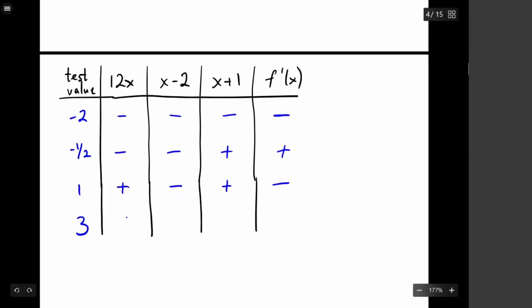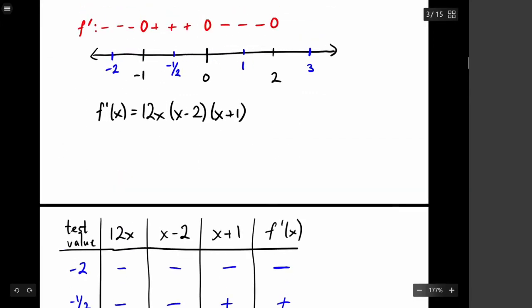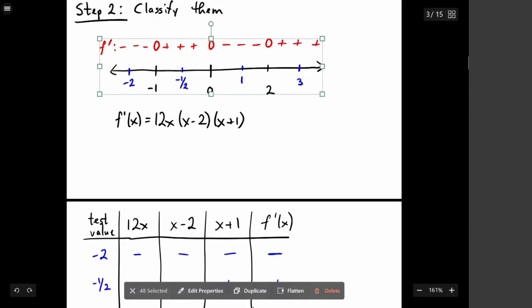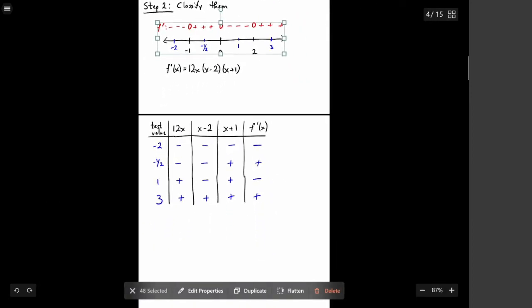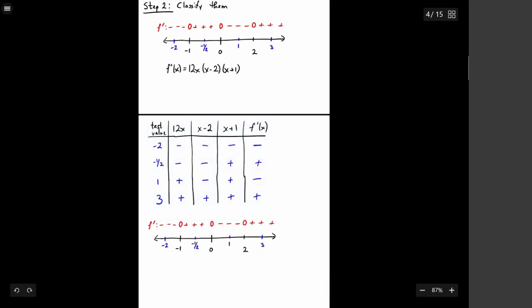And then finally, we're going to do this with 3. Plug 3 in here, we get a positive number. Plug 3 in here, also a positive number, and here as well. And so multiplying 3 positive numbers gives you a positive number. So all positives. Right? So let's duplicate this down here just so we can look at it more easily.